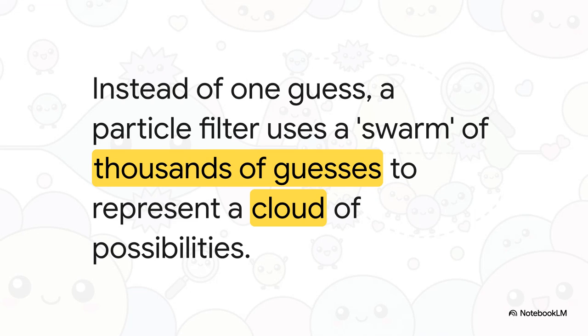And this is the real key. A particle filter doesn't just use like 5 or 10 of these guesses. It uses thousands, sometimes millions of them. This swarm of particles creates this incredibly rich statistical picture of what's happening. It's like a living cloud of possibilities. Yeah, some guesses will be close, and a lot of them are going to be way off, but together, they map out the whole landscape of what could possibly be true.